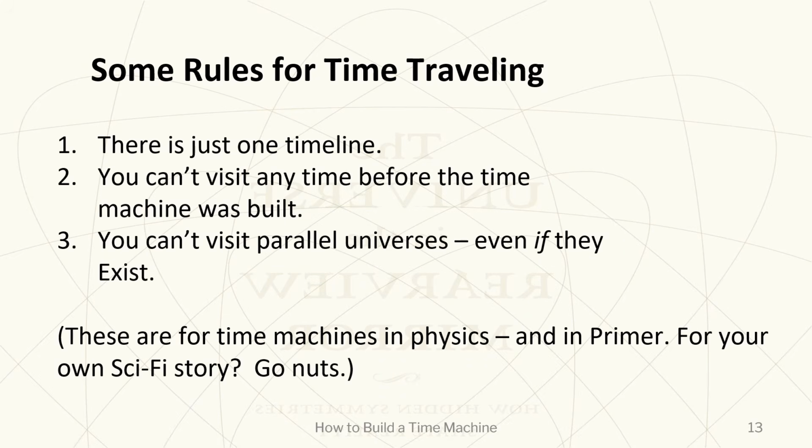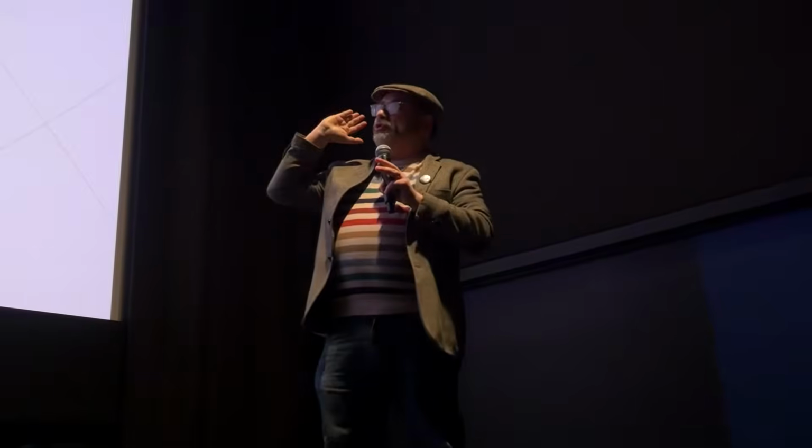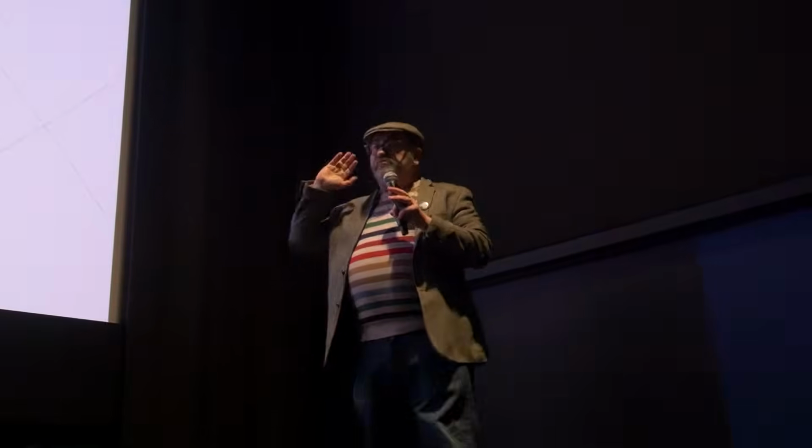This is the most generally accepted version of a time machine we could make. What would the rules be? Well, it turns out that these are the same sorts of rules that you get in a version like Primer, in some of the best time travel fiction that we get. And by the way, these are the rules that I like. These are the rules for time machines that show up in physics. You can do whatever you want in your own stories. Go nuts. This is not meant as a judgment call. This is just meant for mine.